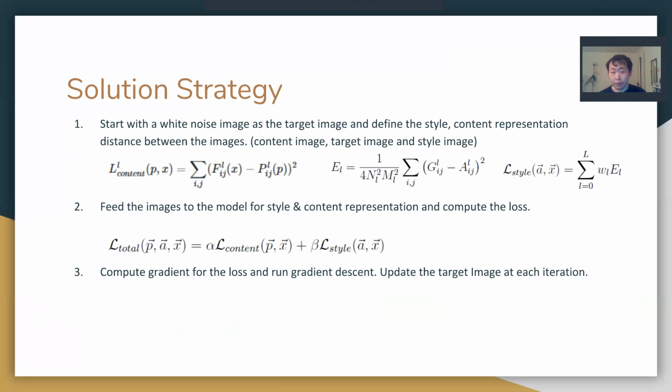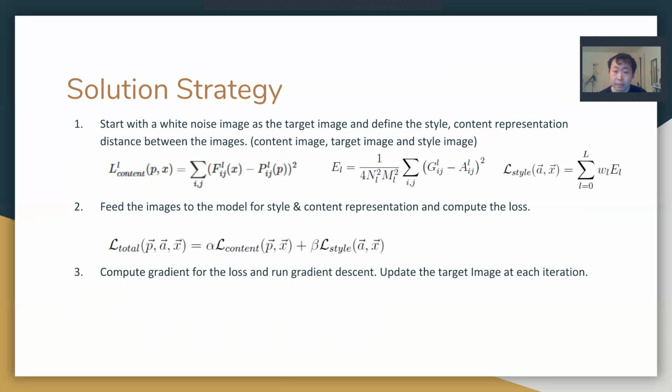Since we have our model, we need to have our distance. We start with a white noise image as a target image and define the style and content representation distance between the images. As we know, the goal is to reconstruct the target image to contain the content and also the style. So we need to get a distance between the content image and the target image. So how to get the distance? How to get the loss?